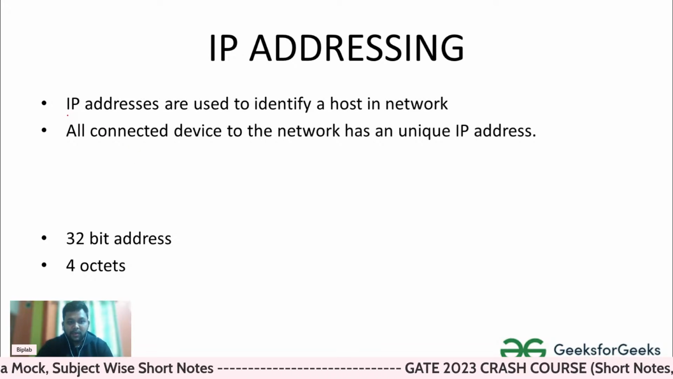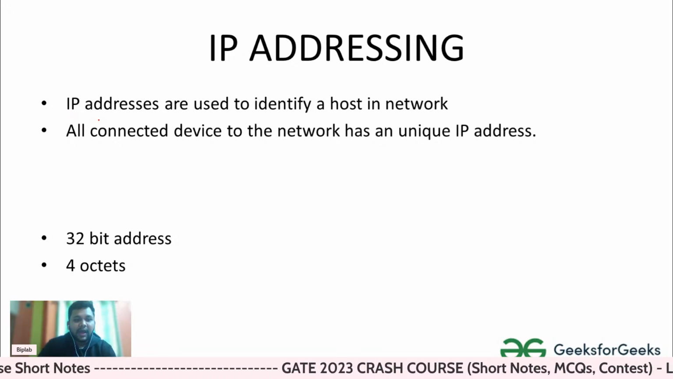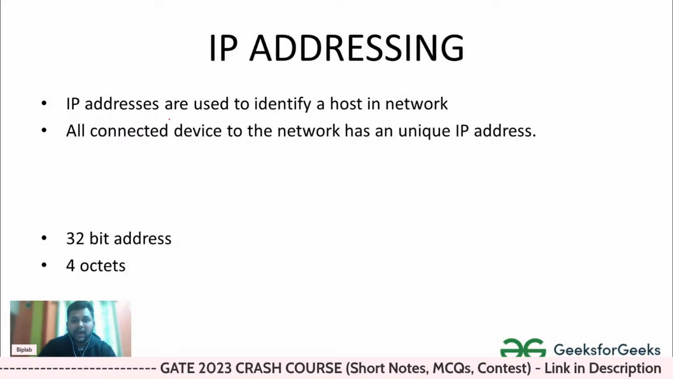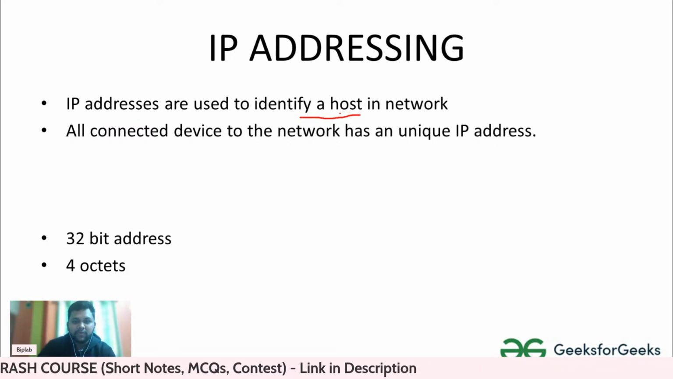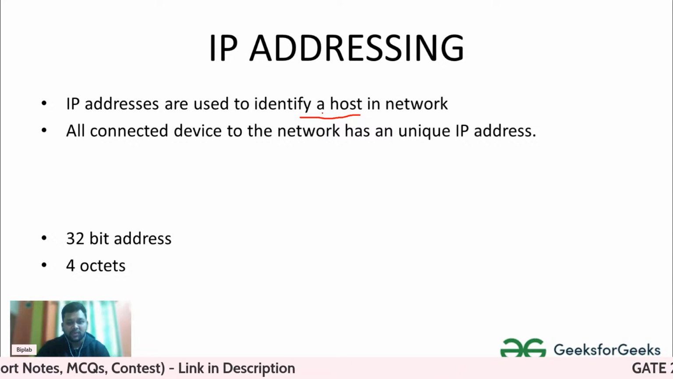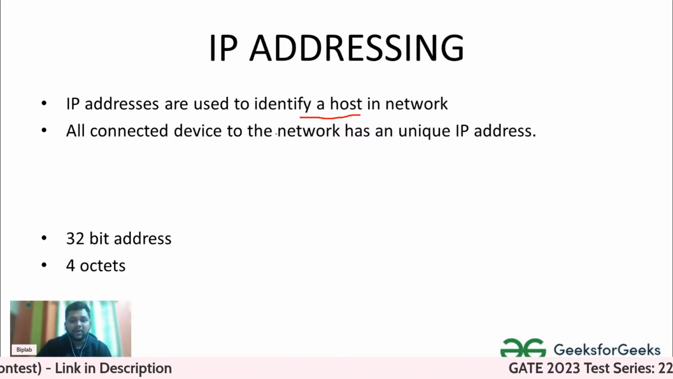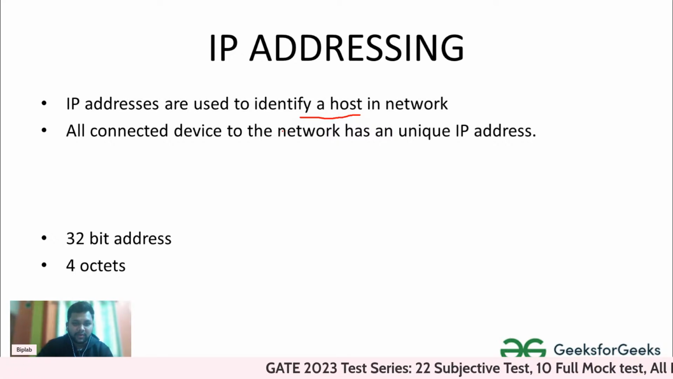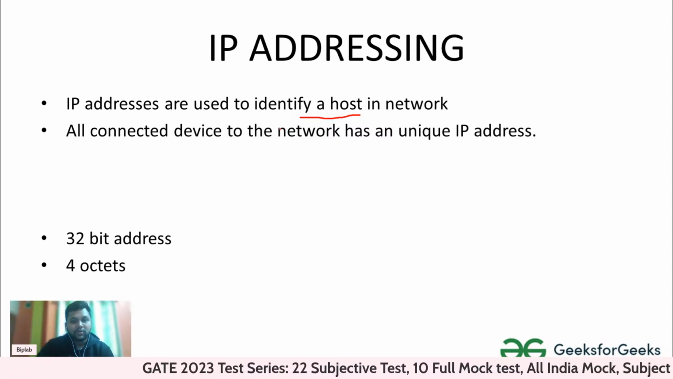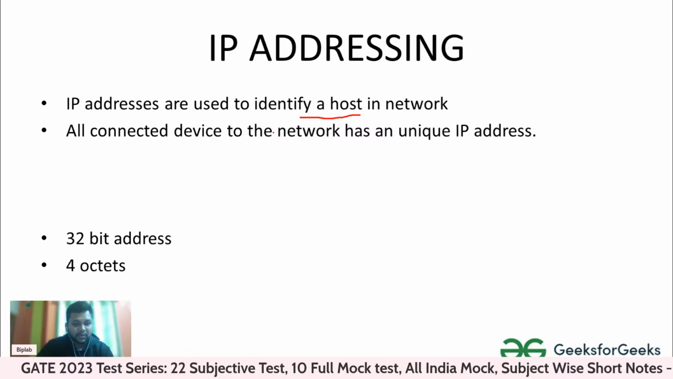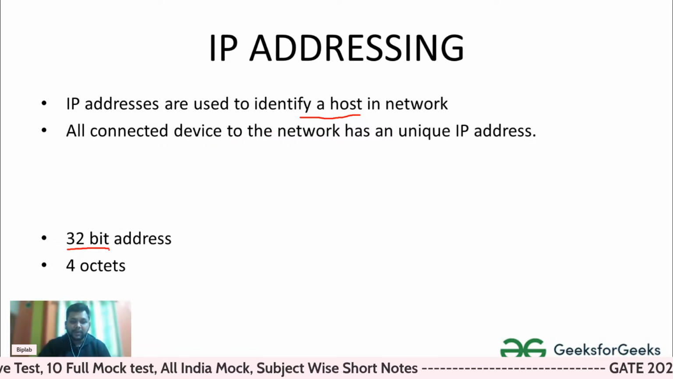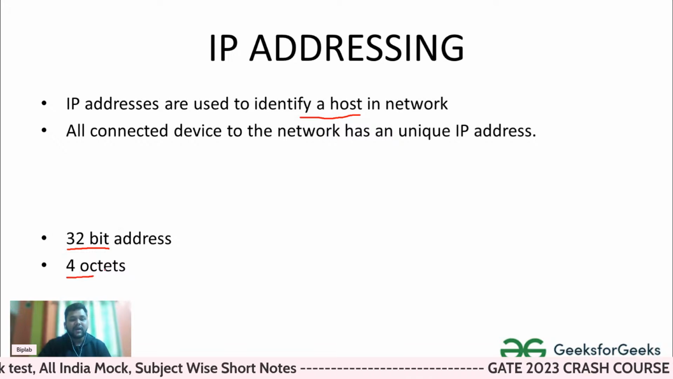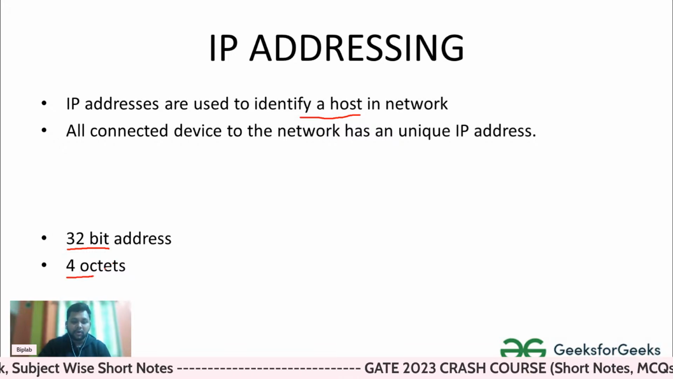So what is an IP address? An IP address is used to identify a host, that is a user, in the network. Whoever we are as a user, when we are using the internet and connected to the network, we have a unique IP address that is used to identify us in the network. An IP address is a 32-bit address which is further divided into 4 octets.